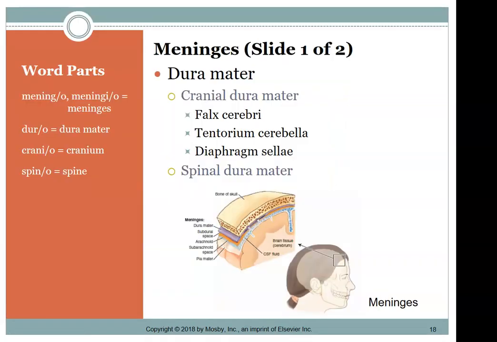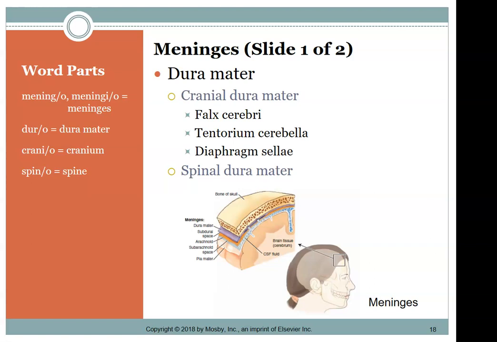Meninges. The bony vertebrae surrounding the spinal cord protected along with the coating of the meninges. The meninges are arranged in 3 layers that are separated by spaces. The dura mater is the tough outer covering of the meninges. Dura mater literally meaning hard mother. It is divided into the cranial dura mater and the spinal dura mater.